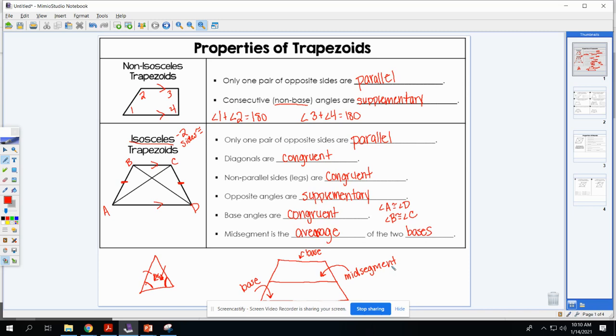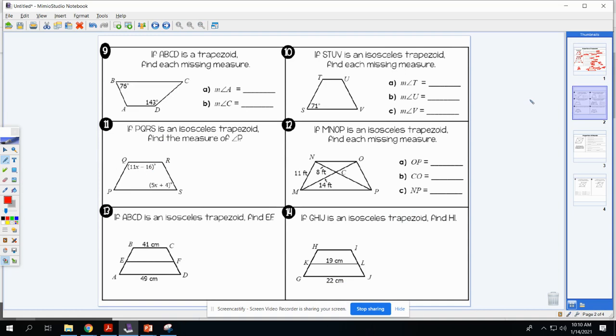So we could say here that the mid-segment is equal to the base plus the base divided by 2. Okay, so those are our properties here for trapezoids and isosceles trapezoids. Let's go ahead and apply those now to our question.